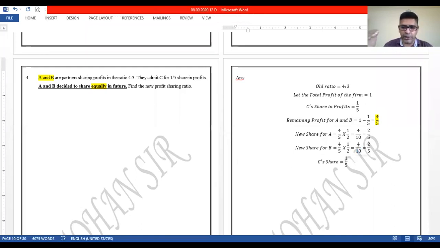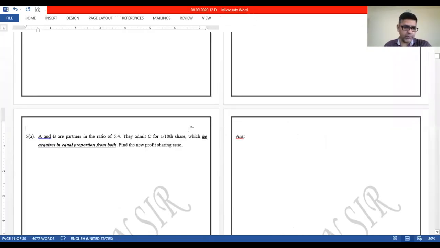Done. Denominator part, we can see that for all the new shares of A, B, C, it is 5. So I can write the new ratio over here without changing anything. So new ratio will be equal to 2:2:1. Okay, so I'm done with the sum also.